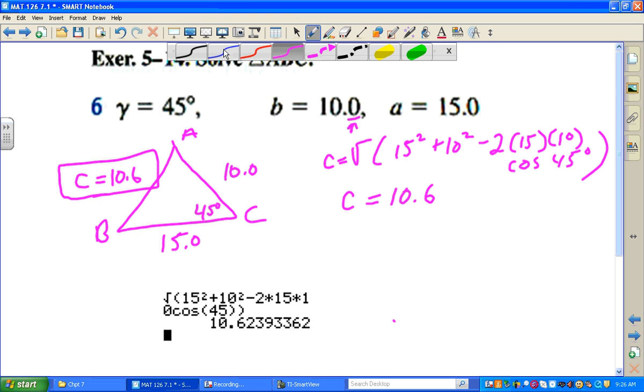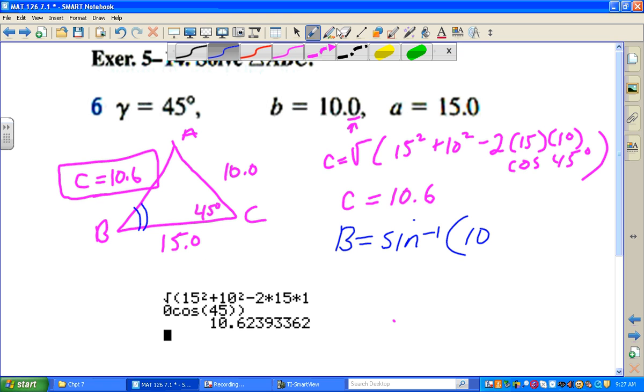So which one would I find next? Would I find angle A or angle B? B, because it's the next smallest. Right, I would find B. In fact, I know B is going to be less than 45 degrees. So B is going to be equal to the inverse sine.